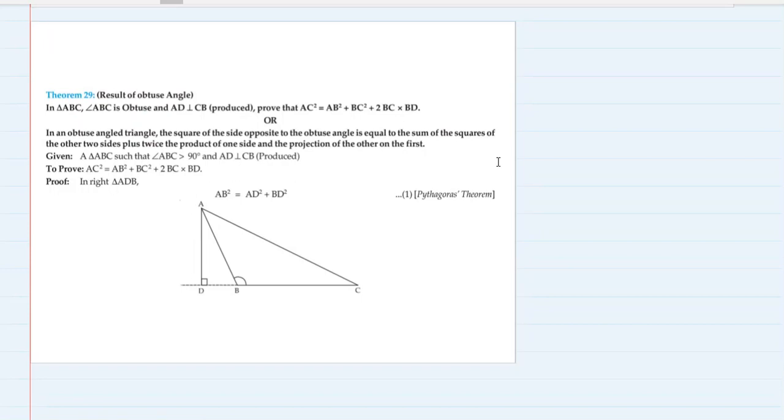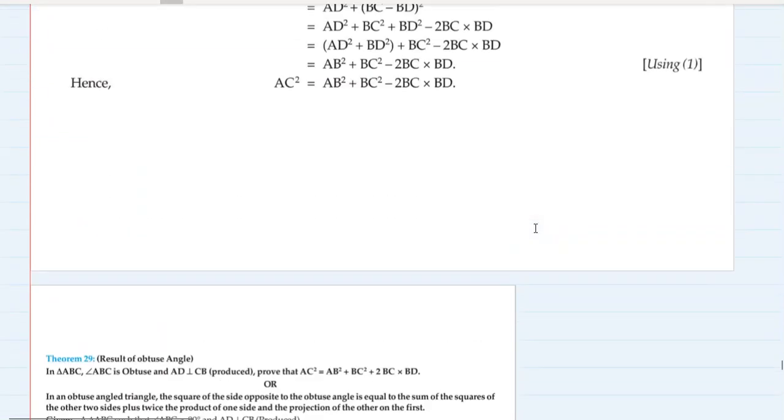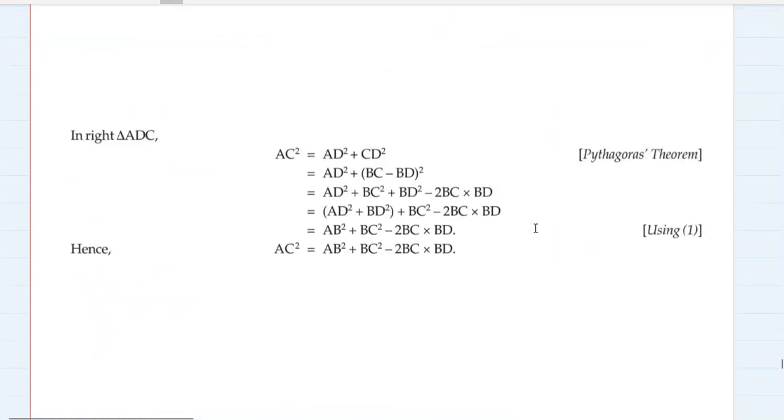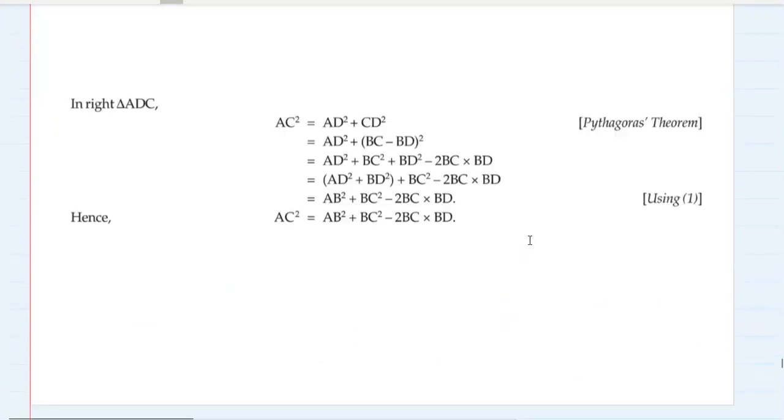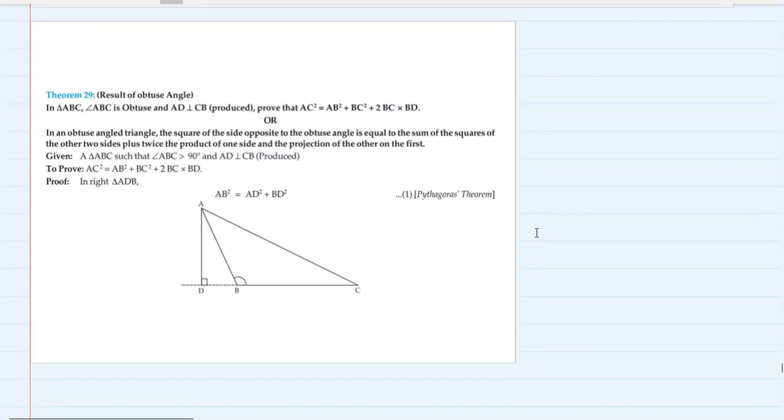Now let me ask you, how many right angles do you see over here? The same question I asked you here also. How many right angle triangles do you see? In both the right angle triangles, we applied Pythagoras theorem and then we started our simplification process. So here also I'm going to ask you, how many right angle triangles do you see?